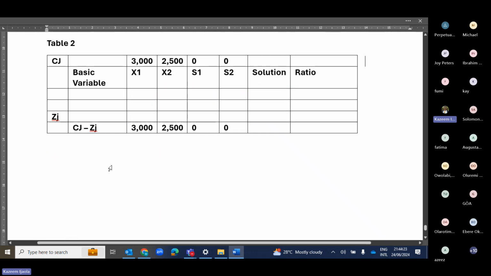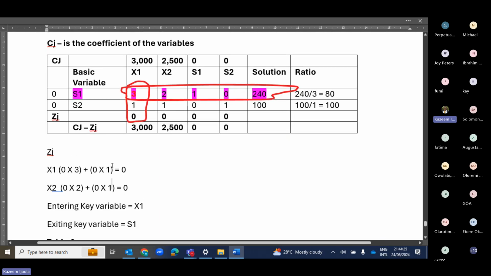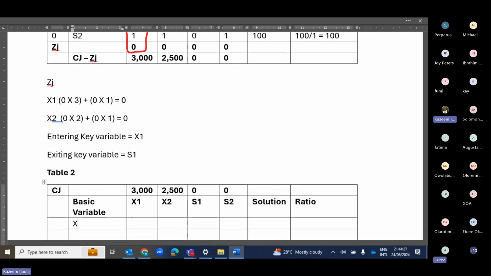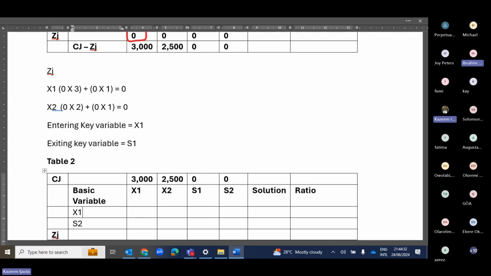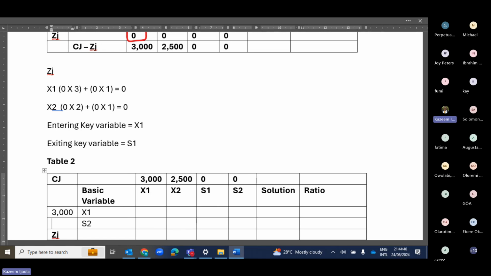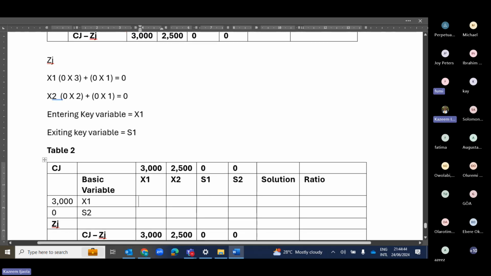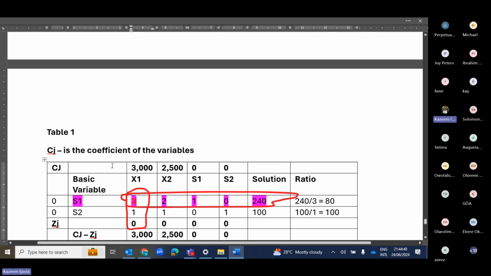So let's move on to table 2 now. In table 2, we know that we are bringing in X1, and we'll be having S2 as well. So what is the coefficient, what's the CJ for X1? It's 3,000. Then what about S2? 0.